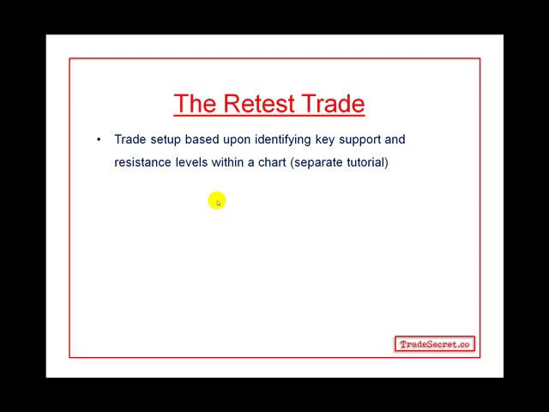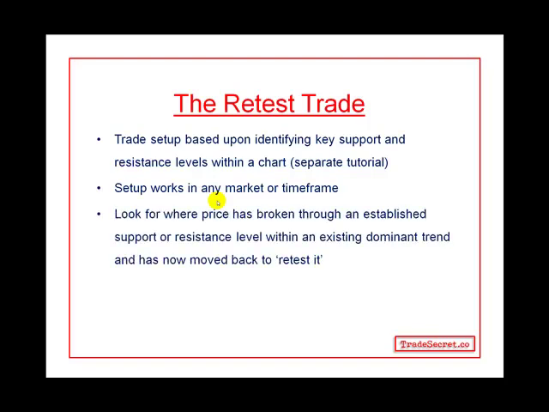So the trade setup is based on identifying key support and resistance levels within a chart, and there's a separate tutorial on support and resistance if you're interested or need a bit more information on that. The setup works in any market or time frame, and what we are doing is looking for where price has broken through an established support or resistance level within a dominant trend.